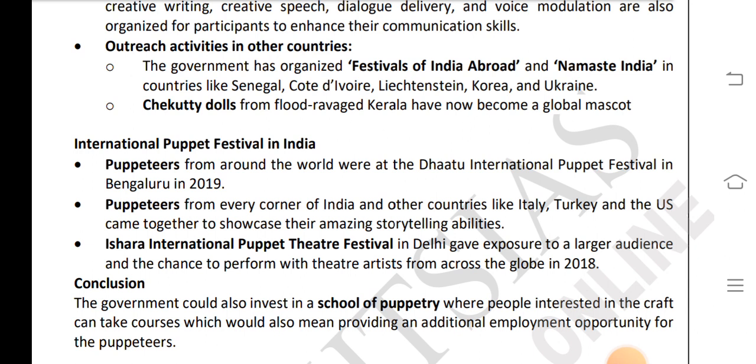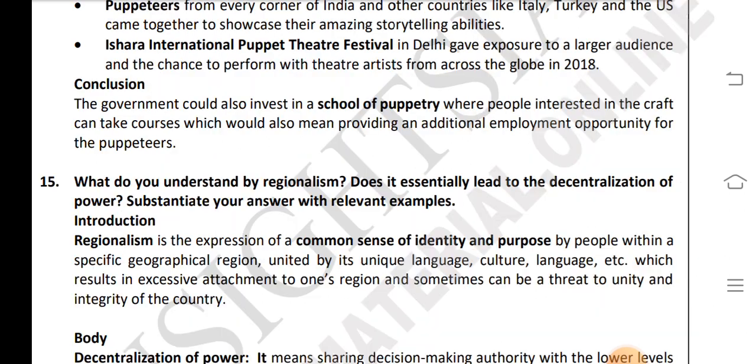communication skills. Outreach activities in other countries: the government has organized the Festival of India abroad and Namaste India in countries like Senegal, Cote d'Ivoire, Liechtenstein, Korea and Ukraine. Chikuti dolls and Kerala's puppets have now become a global mascot.